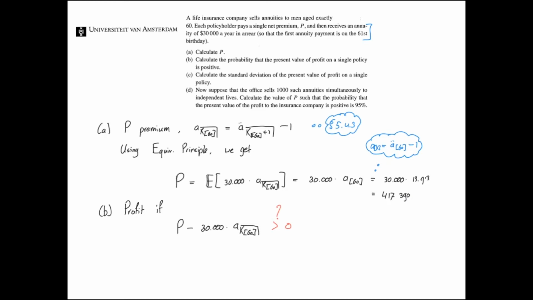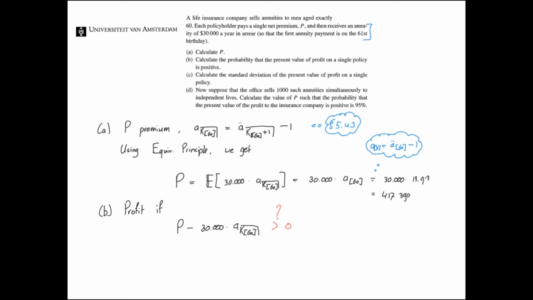So the question is, how can we find the probability that this is bigger than 0? That is what we have to solve. In this case, we look at the probability of profit to say what age the policyholder must maximally attain for us to make a profit.